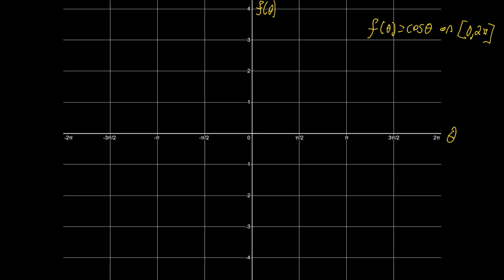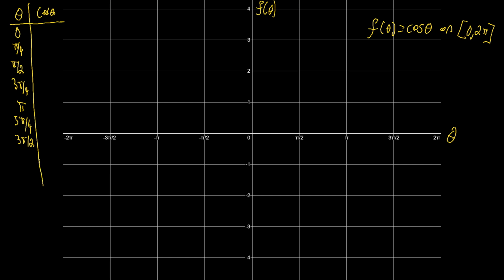And you can graph every single one of them if you want to, but I'm going to do it the same way I did it last time. So here's theta, and here's cosine theta, and we're just going to graph the main ones. So 0, we're going to do pi over 4, we're going to do pi over 2, 3 pi over 4, we're going to do pi, we're going to do 5 pi over 4, we're going to do 3 pi over 2. We're going to do a couple more. We're going to do 7 pi over 4, and we're going to do 2 pi.